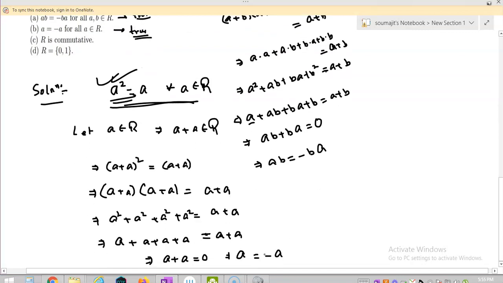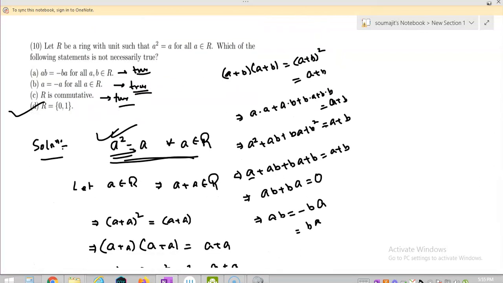Now observe that for any element A, I can say that A equal to minus A. So I can also say that B equal to minus B. So putting B in place of minus B, I can write AB is equal to BA, and it will imply R is commutative. So option C is also true. So option D is our required correct option. That's all about question number 10.